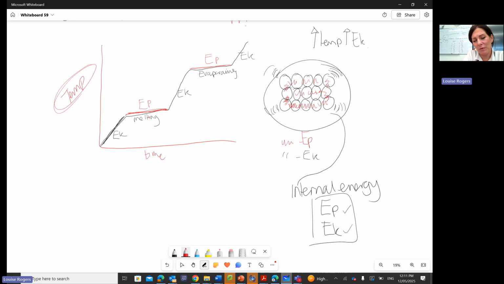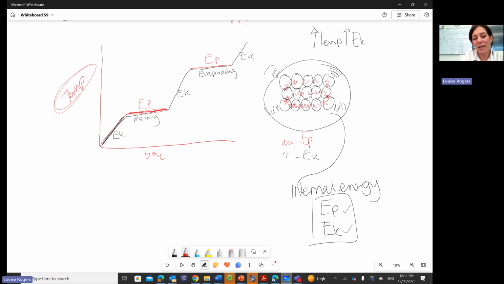The energy that comes from the flame will be going into increasing the temperature out here, but where it goes flat, the temperature stops increasing. It's not increasing the potential energy, but rather starting to break down the bonds, so it's going into that potential energy store. And then we've got more kinetic energy, and then we've got more.